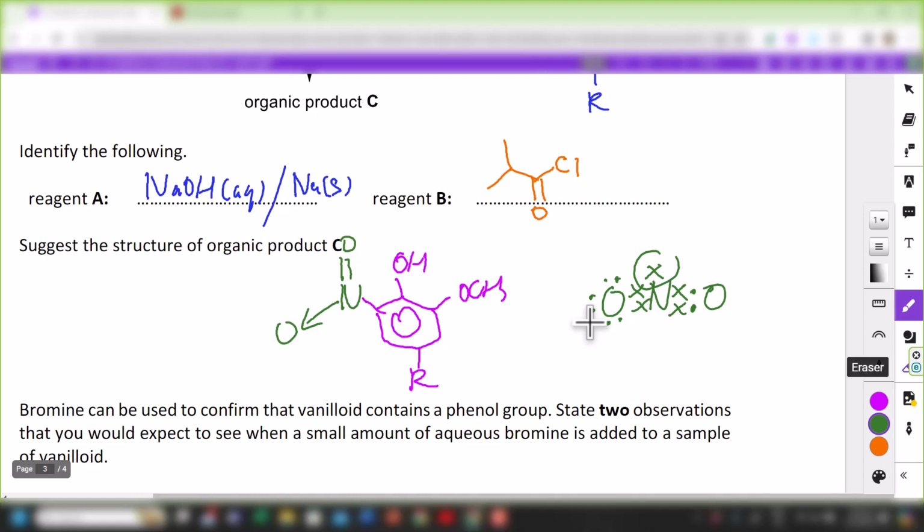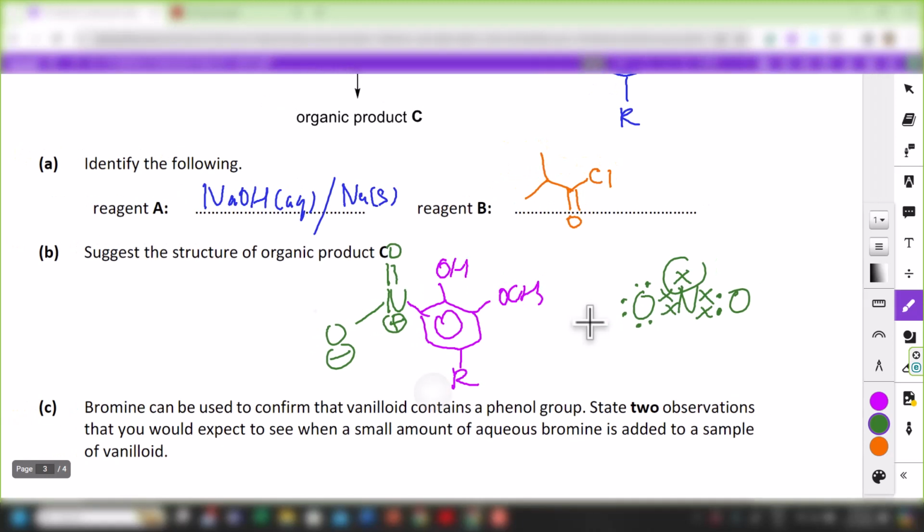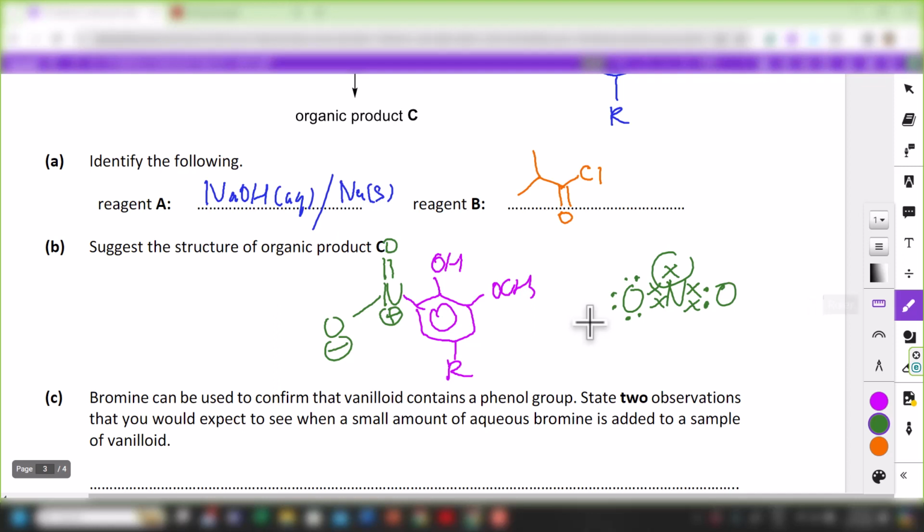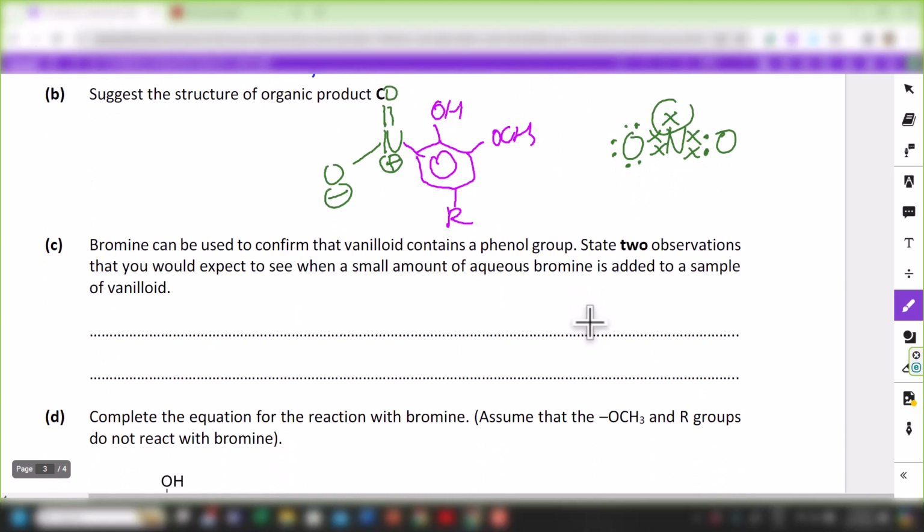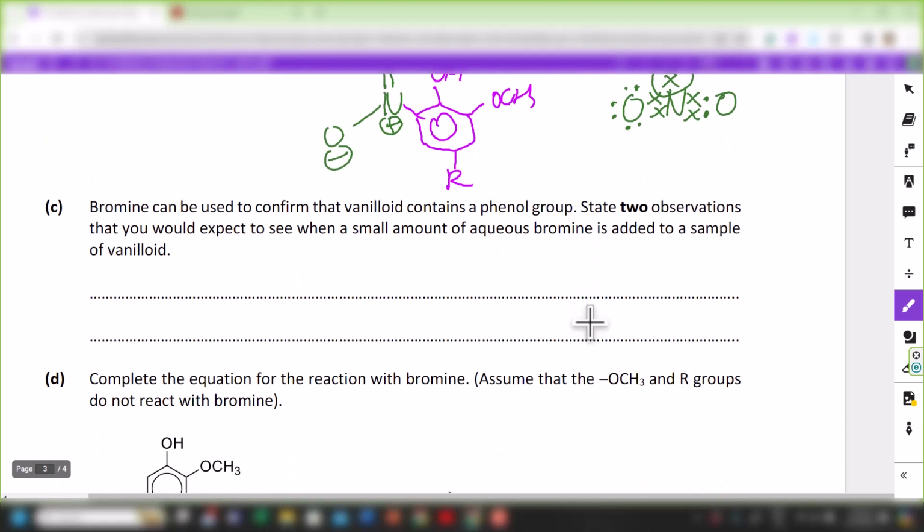For those of you who learn formal charges, you will not put it as a dative covalent bond. You will probably put a normal bond like this, with a plus and a minus. So it really depends on how familiar you are with dative bonds or formal charges. Of course the preference is to put formal charges, but in the H2 curriculum we don't usually incorporate formal charges in our answers.